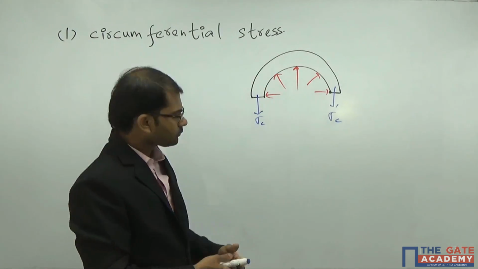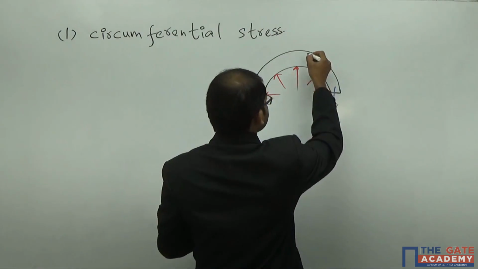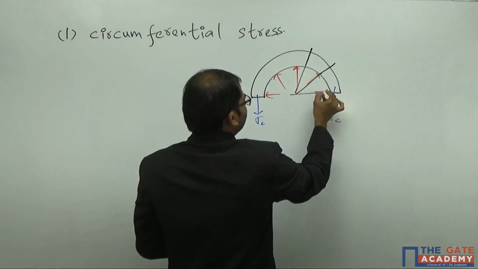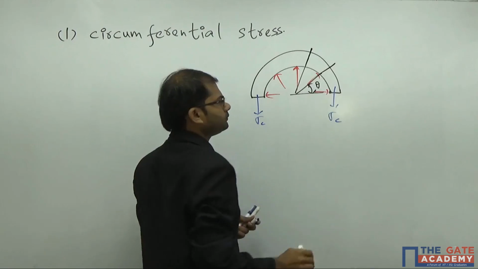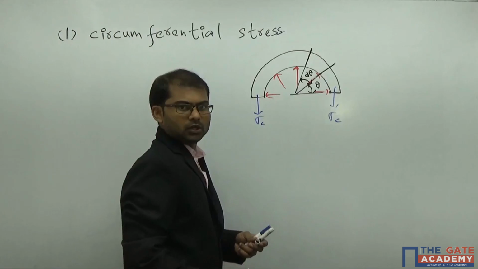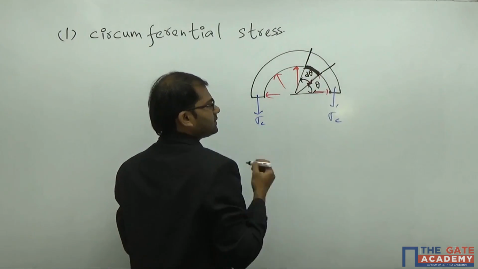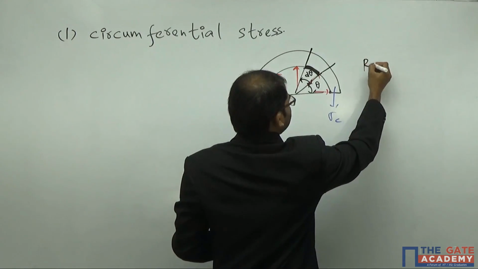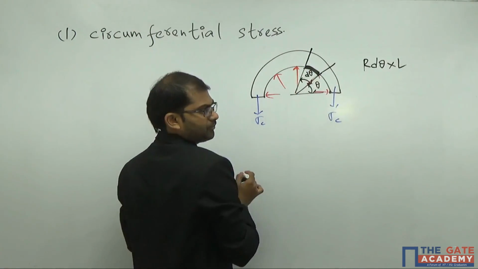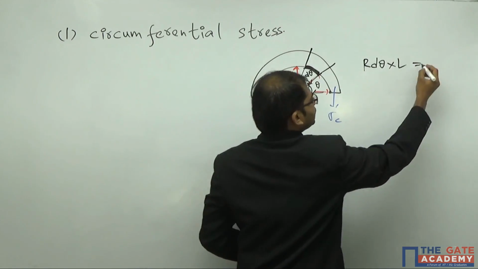So to see the effect, we'll take a small element like this. This element is at an angle of theta here and having a thickness of d theta. If you want to find out this area here, this area will be r d theta into L. So this arc length is r d theta and into the board the length L is there. So the area will become r d theta into L.